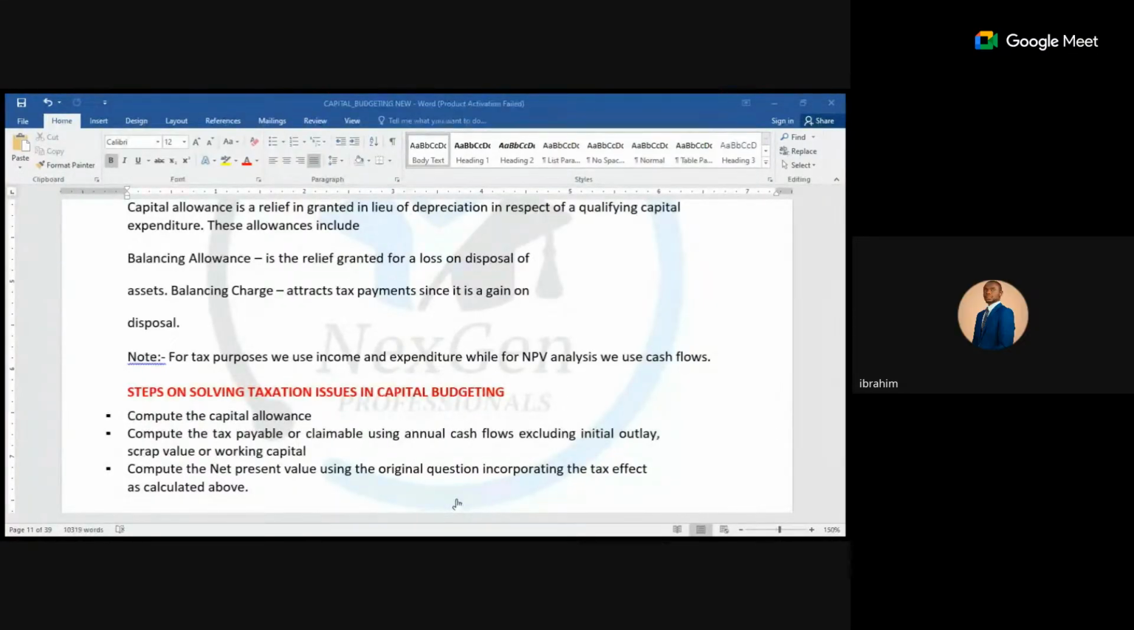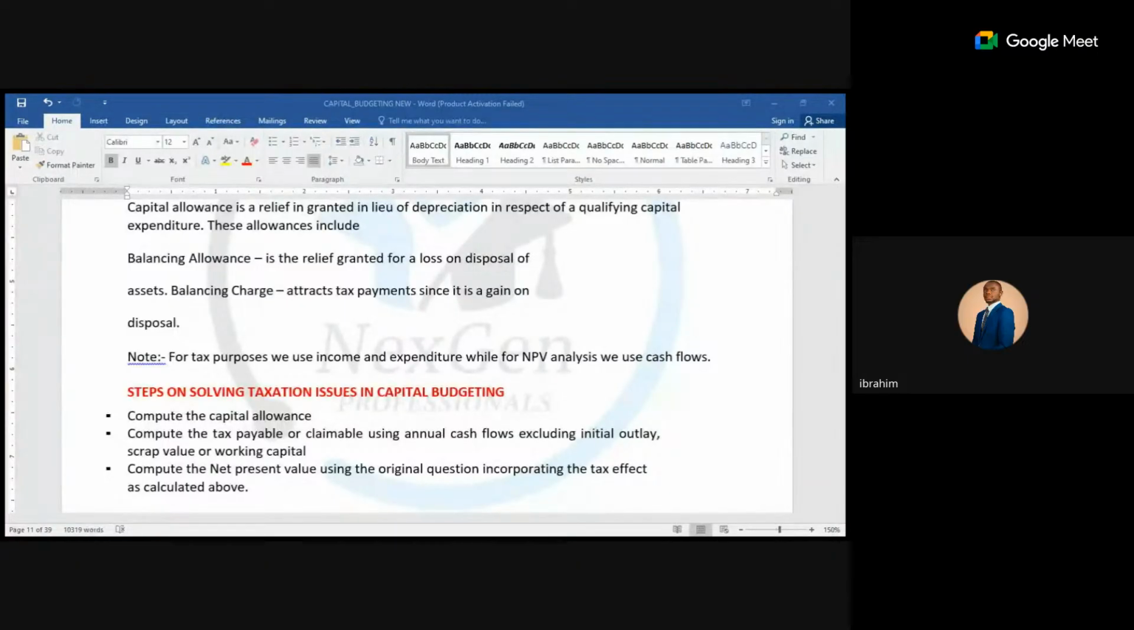And we have what we call balancing charge. You dispose an asset now. That is capital gains, right? This will take us to capital gains. When you dispose an asset, you have a balancing charge where the sales proceeds is higher than the tax written down value. Of course, it is an inflow. You have to charge tax on it.